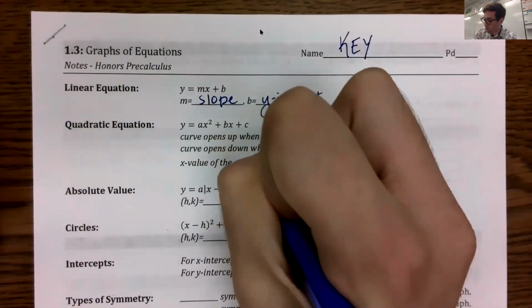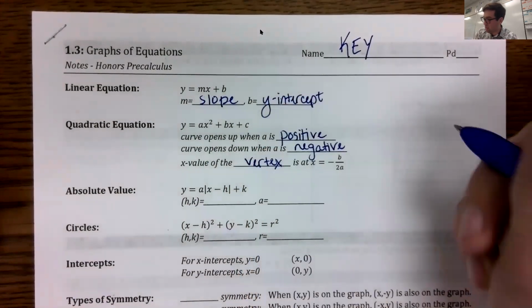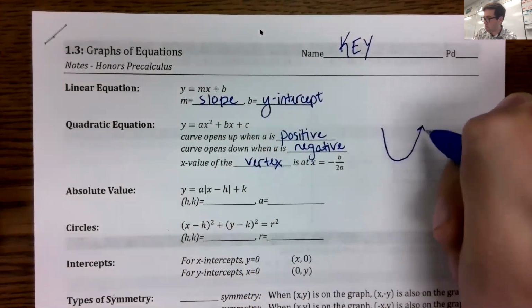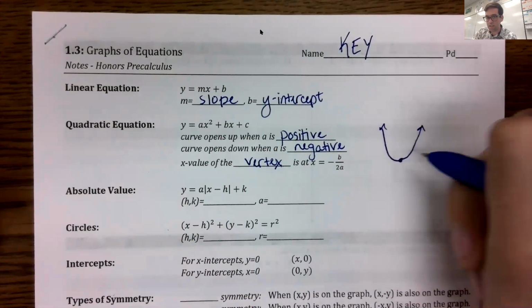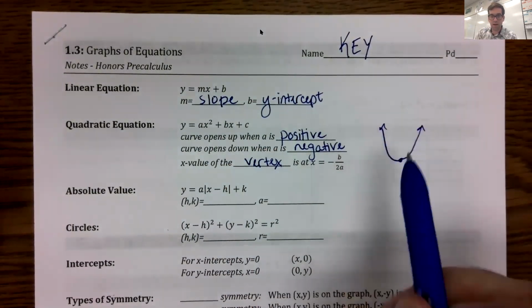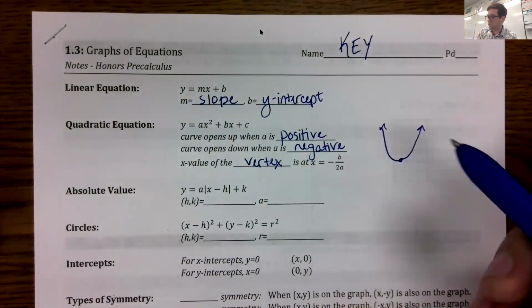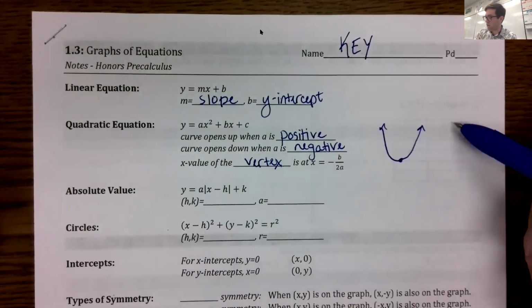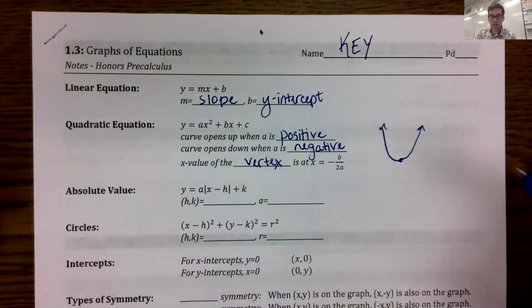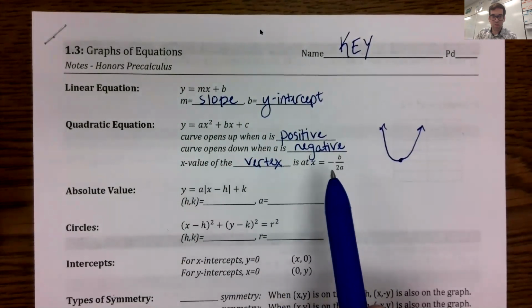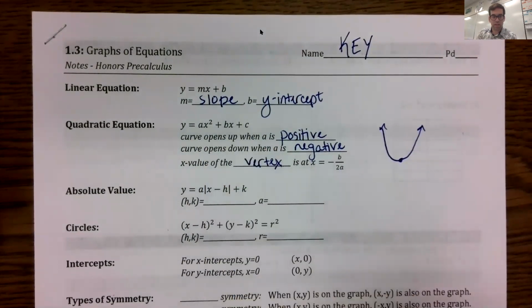And there's something called a vertex, which if the curve opens up and it looks like this, the vertex is right there at the base. The lowest point on the graph. If it was upside down, then it would be the highest point. That's the vertex. And the x value of the vertex is always negative b over 2a, which is kind of interesting in this form, but it is true.